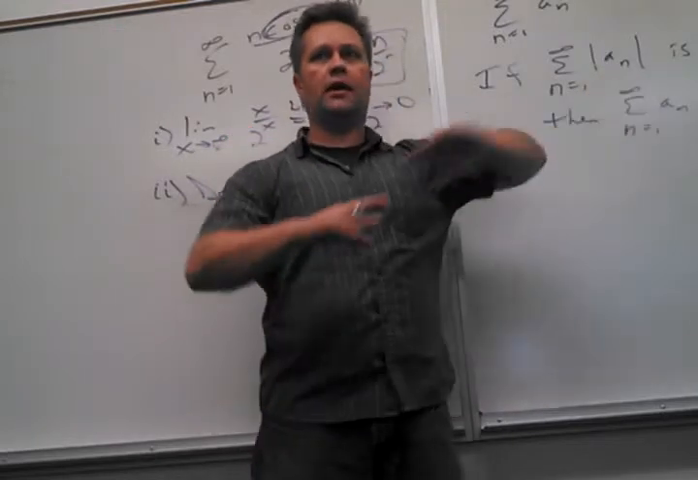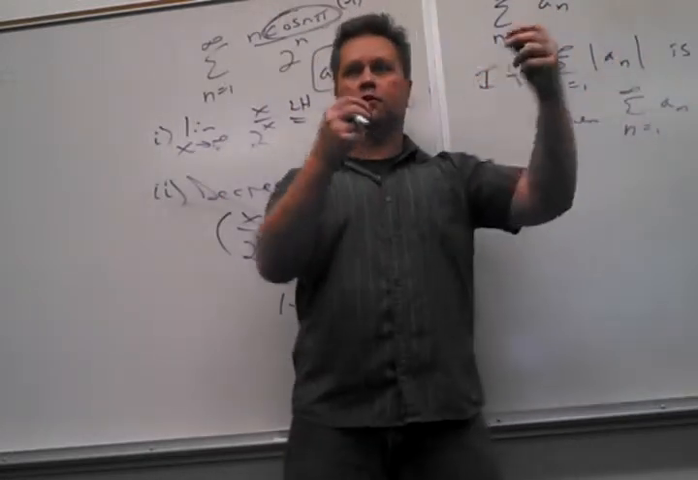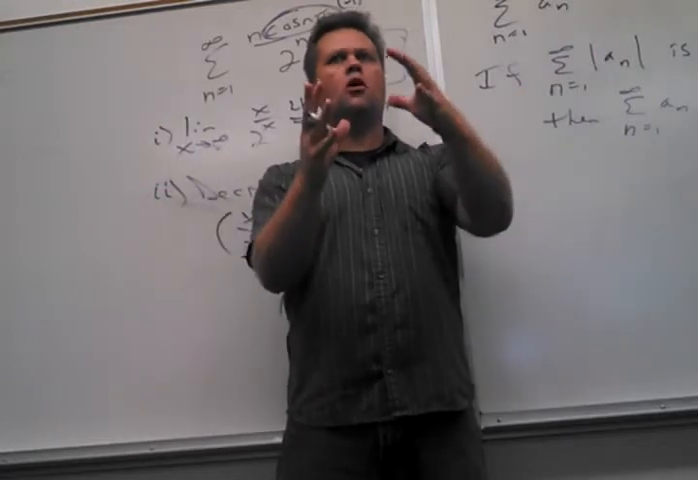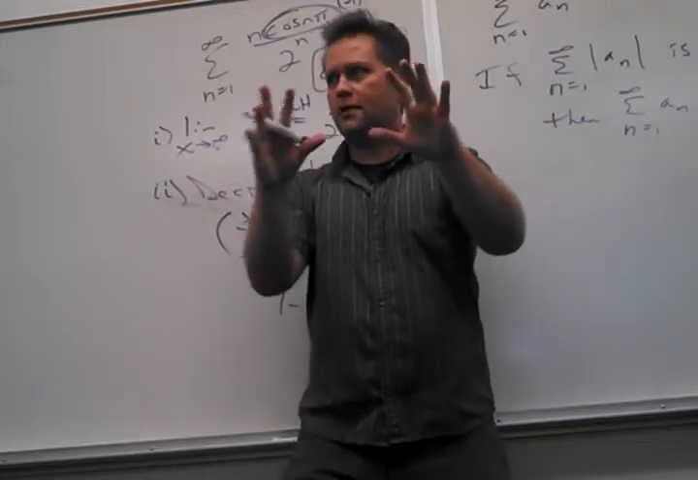If this guy converges and he makes everything positive, and he still manages to converge, then this guy, where some of them could be negative, he's totally got to converge, right? He's going to converge to a smaller number. He's going to be even more convergent. Does that make sense?